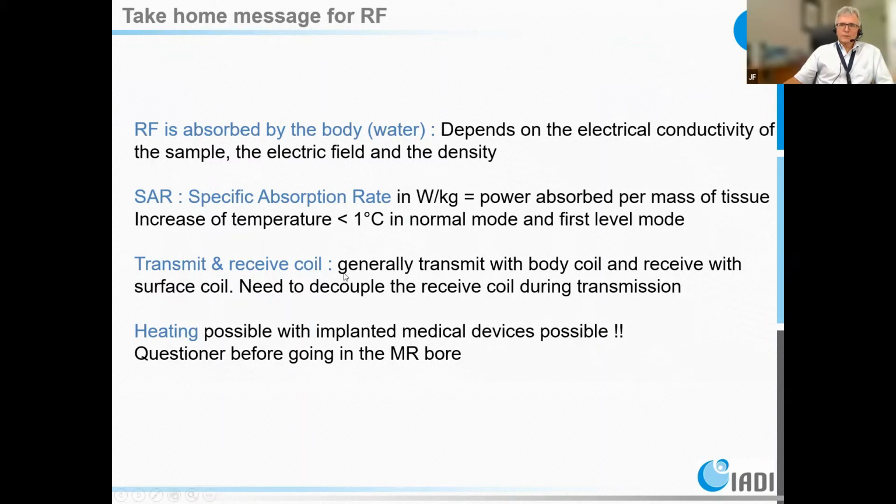You have also the transmit-receive information that I mentioned before. Some coils are transmit-receive, for example, the body coil, some surface coils, some volume coils like the head coil or the knee coil, and otherwise you use only a receive coil just to acquire the signal. Heating is an issue for implanted medical devices. I will give you some information later again.